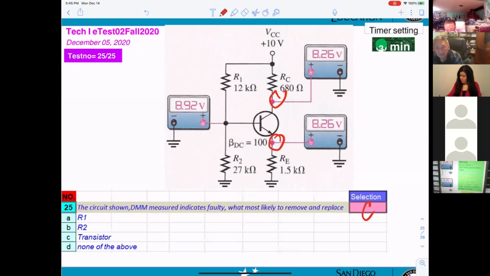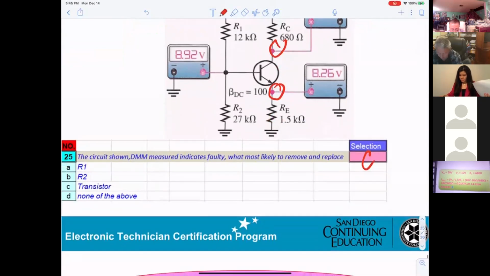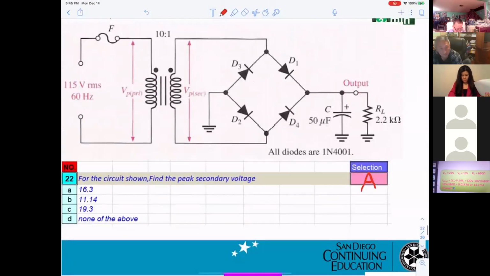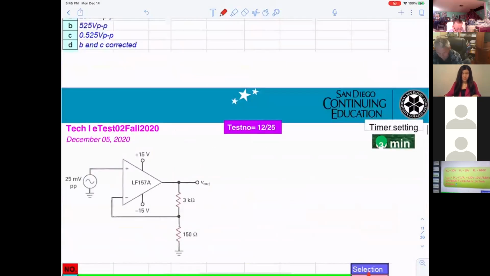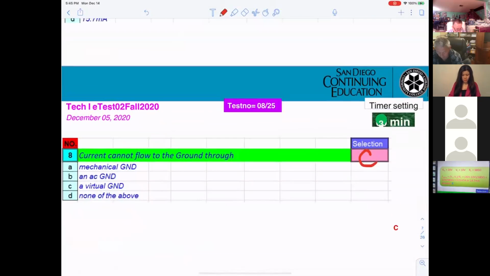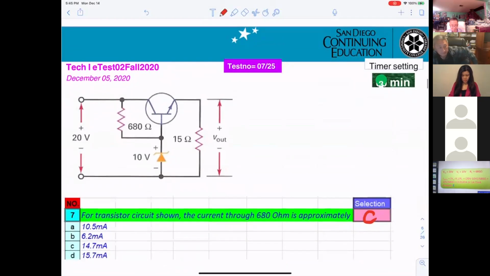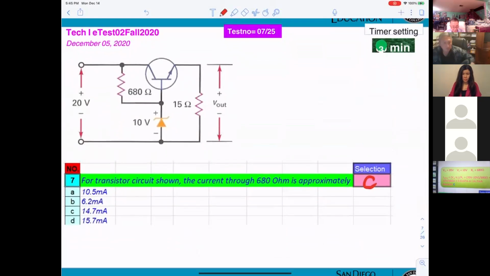Mr. Fan, can you go back to number 7? Okay, let's see, 7, 21, 14, 9, 8, 9, 7 here. I got C, but then how do you get C? Somebody said it was 9.3. Okay, let's see what they said.